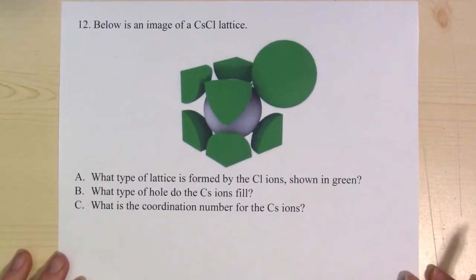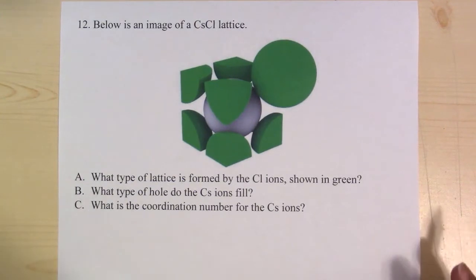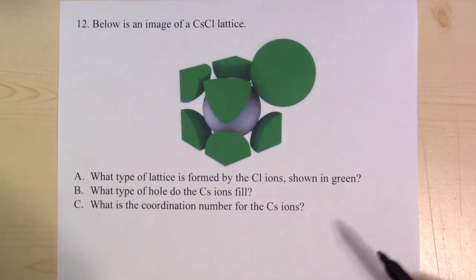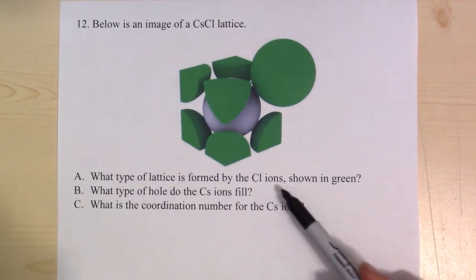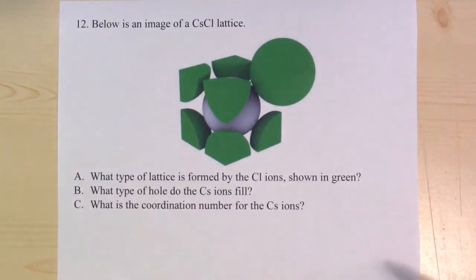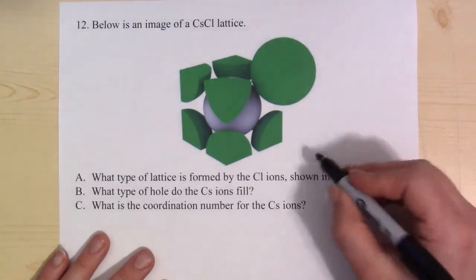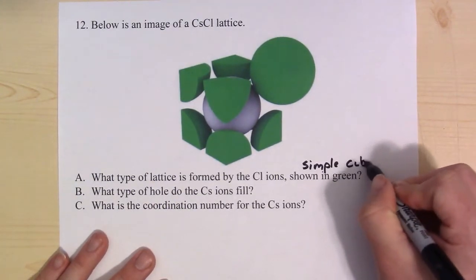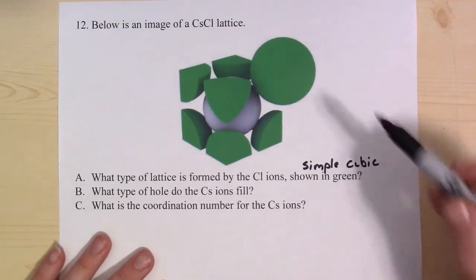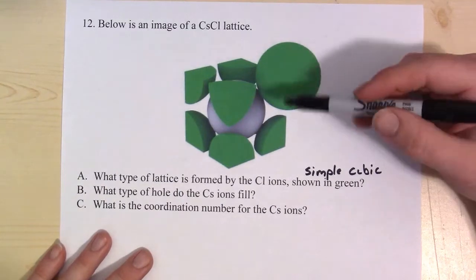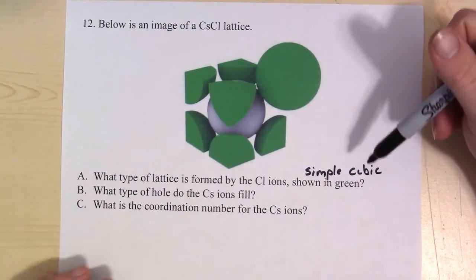Moving to number 12, below is an image of a cesium chloride lattice. There's a couple different parts to the problem here. What type of lattice is formed by the chloride ions, shown in green? So here on each of the corners is a chloride ion. That is going to be a simple cubic. There's one ion on each of the 8 corners of the cube. That, as we know, is a simple cubic.